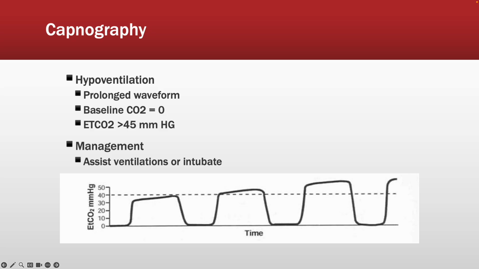The height of your waveform will start getting higher and higher. So management for these patients, if they're not breathing fast enough, like with narcotic overdose, we may need to assist their ventilations or intubate them or give them a little bit of Narcan or all the above, right?